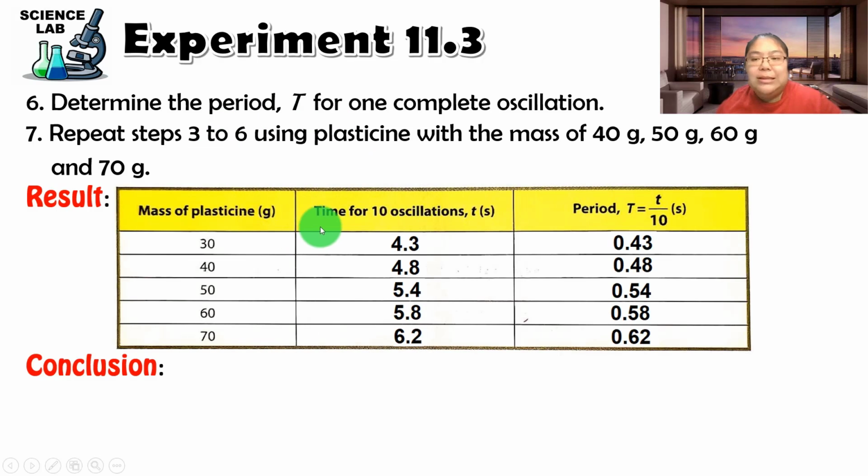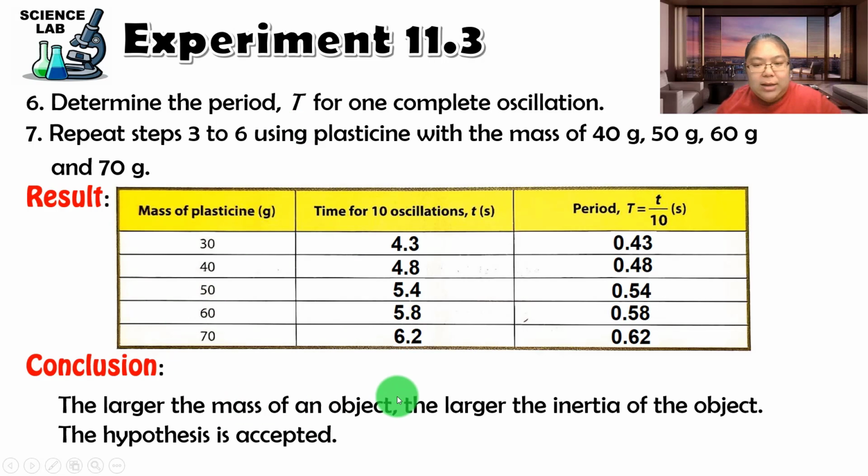The result from the table just now. Okay, so what conclusion can I make? The conclusion normally follows the hypothesis. The hypothesis says when the mass increases, the inertia also increases. So from here, the larger the mass of the object, the larger the inertia of the object. Finally, you need to add one more sentence: the hypothesis is accepted. Okay, so this is the full report for experiment 11.3.